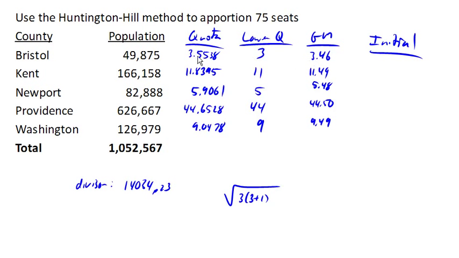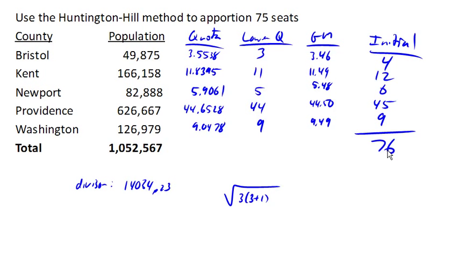If the quota is bigger, we go up. And if the quota is smaller, we go down. And that gives us 76 seats that we've allocated.